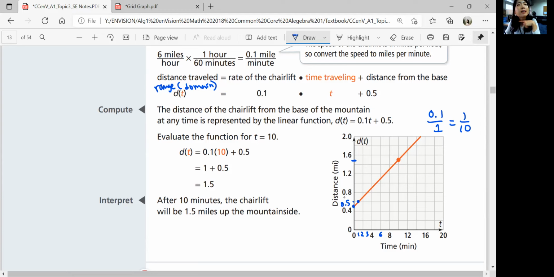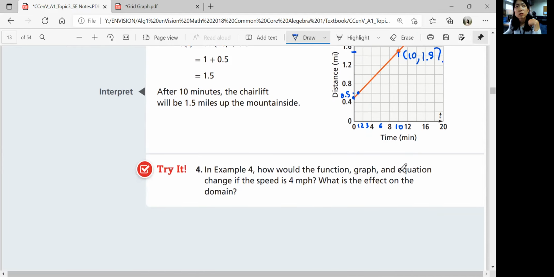All right, and so after 10 minutes, the chairlift will be 1.5 miles up the mountain, because 10 is right here. 10 comma 1.5. So that's our answer. Let's try number 4.